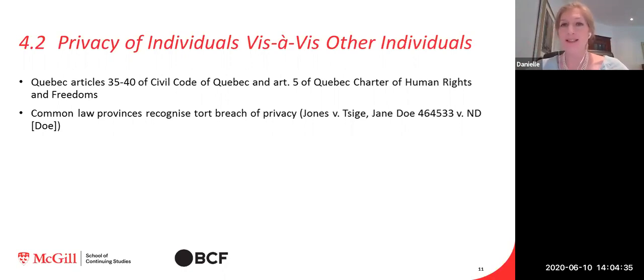Two very interesting decisions here: Jones versus Teague is 2012, and Jane Doe, I think, is 2016. In the first one, both women, Jones and Teague, work for the Bank of Montreal. Teague is living with Jones's ex-husband, and she wants to make sure that her partner is actually paying the support payments that he allegedly pays to his first wife. So what she does is she checks his bank account.